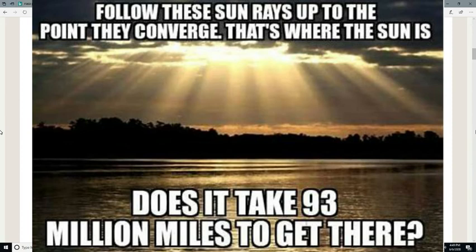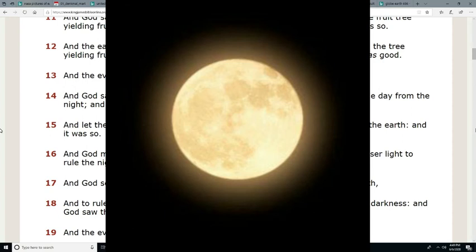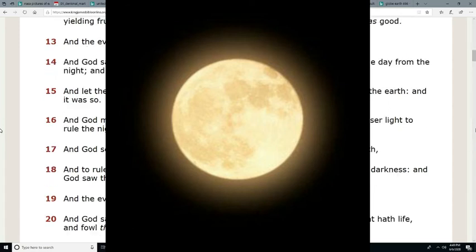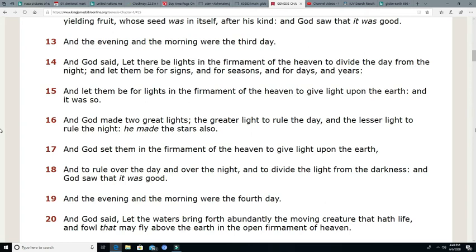The moon, you only see one side of the moon, right? One face of the moon. That's because it's only one face. The other side is dark. And the moon shines only down on the earth. Okay, so, and to rule over the day and over the night, and to divide the light from the darkness, and God saw that it was good. So every planet got a dark side and a light side, because that's a principle of our environment and God's word. And the evening and the morning were the fourth day.